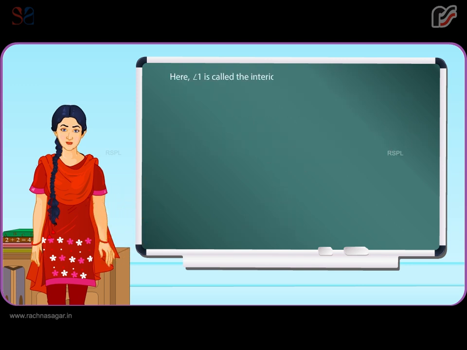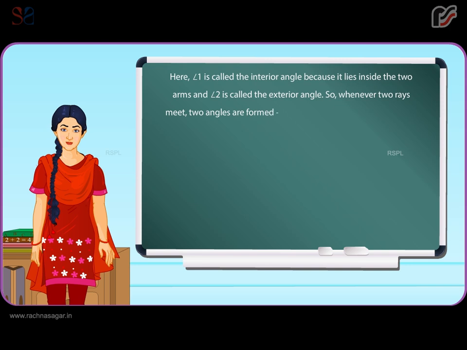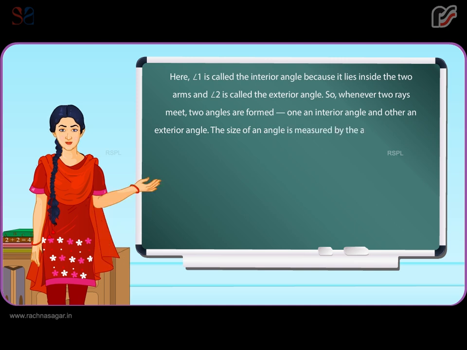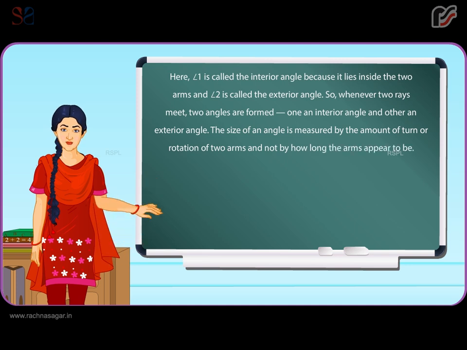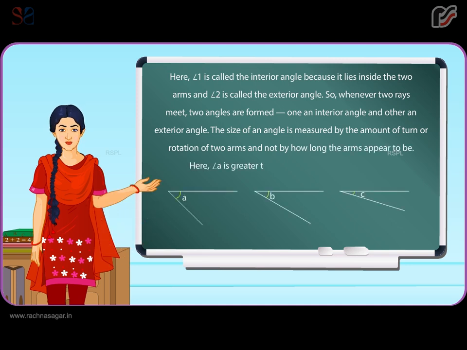Here, angle 1 is called the interior angle because it lies inside the two arms, and angle 2 is called the exterior angle. So, whenever two rays meet, two angles are formed, one an interior angle and other an exterior angle. The size of an angle is measured by the amount of turn or rotation of two arms and not by how long the arms appear to be. Here, angle A is greater than angle B and angle B is greater than angle C.